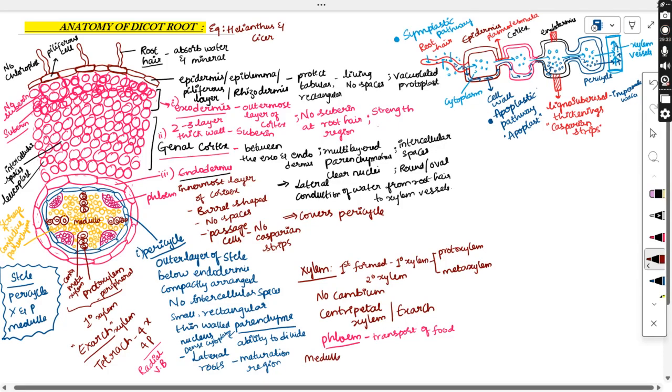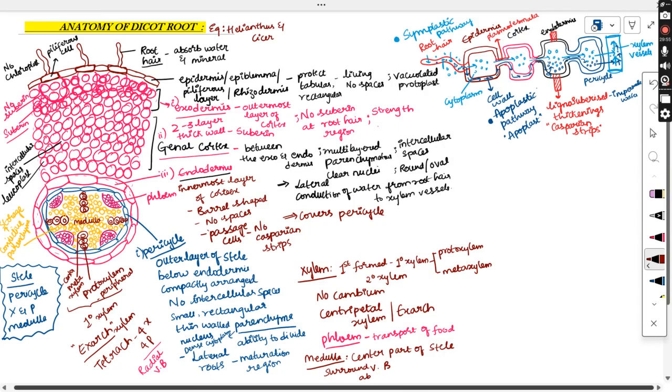So let us see what is the function of this medulla. This medulla is the center part of the stele surrounded by this vascular tissue. This center region or the center part of the stele is surrounded by vascular bundle. We call it the medulla.